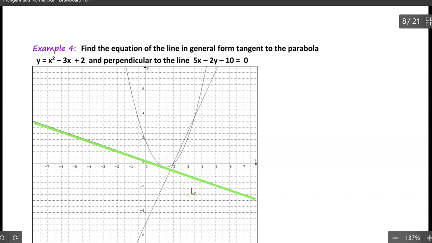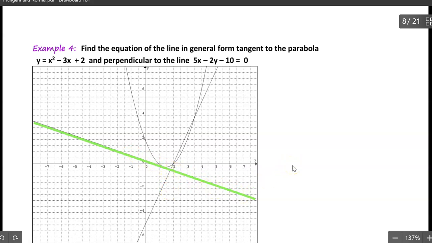It's not a normal. A normal is perpendicular to the tangent line at the given point, the point where the tangent touches the curve. So this line is just any line at all. It's just a line perpendicular to this straight line, to this tangent line.